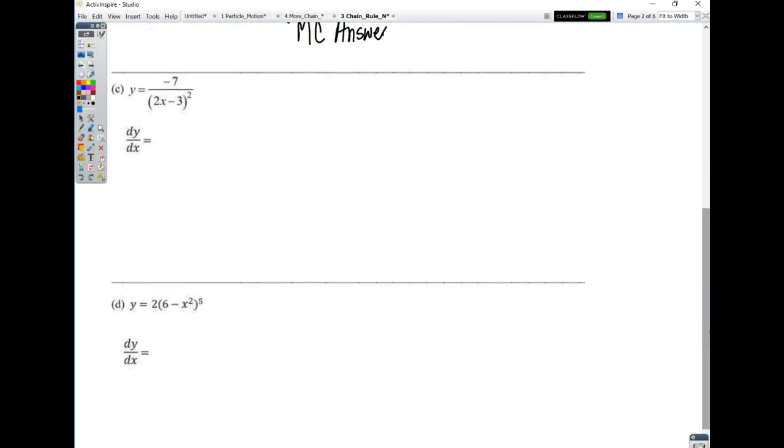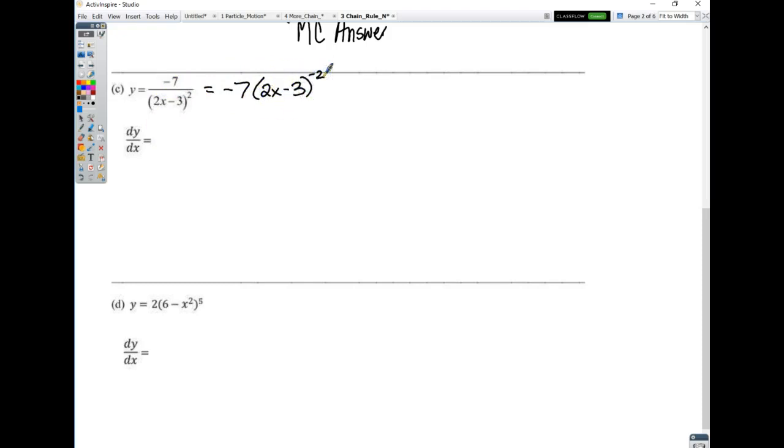All right, the next question. It looks a lot like a quotient rule. I've got a division. I've got this down here. But what I want to point out is there's no x variable inside the numerator. And we're only going to use the quotient rule if there's a variable in the numerator and the denominator. So I'm going to take my opportunity here to make my life easier.